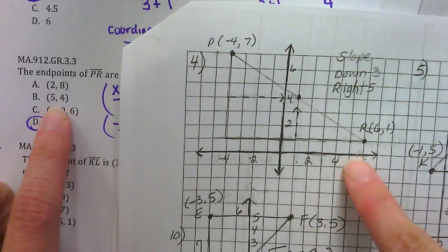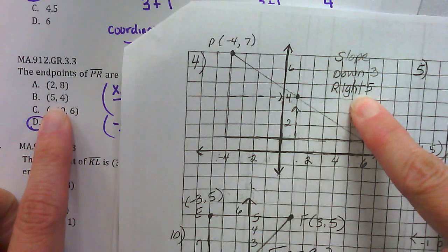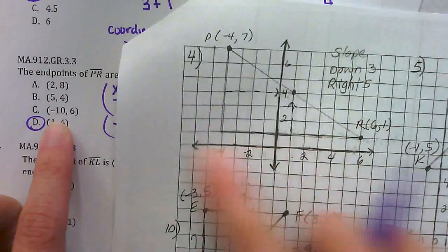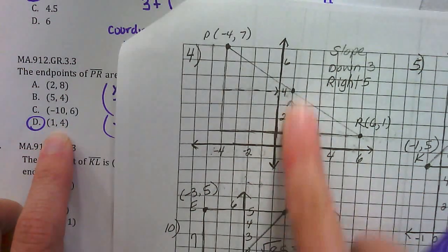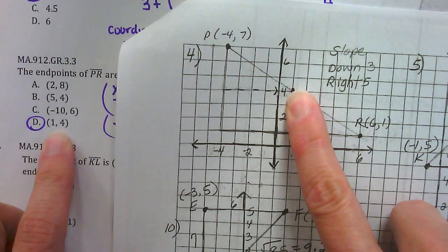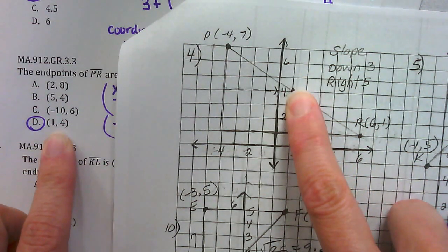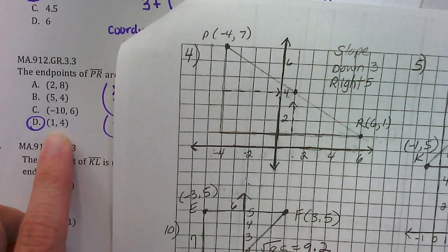5, 4, not even close to touching this segment. -10, 6 would be out here, not even close to touching it. 1, 4 is the only one that looks like it might even be on the segment. So you can use some process of elimination.